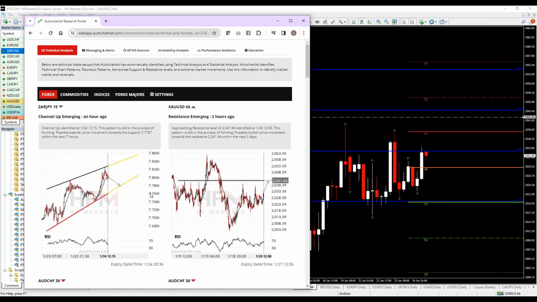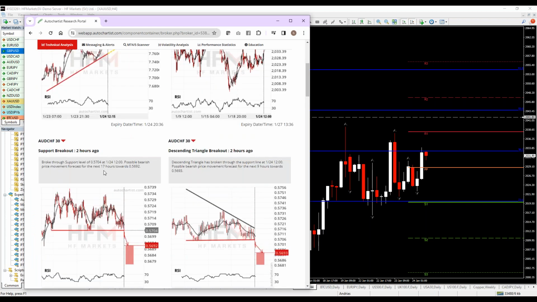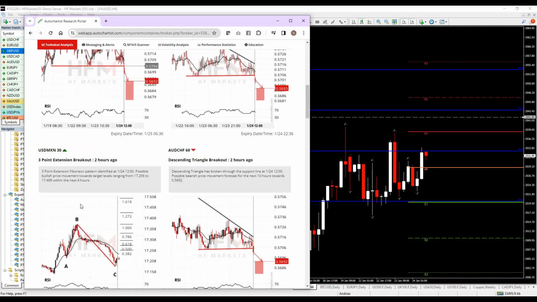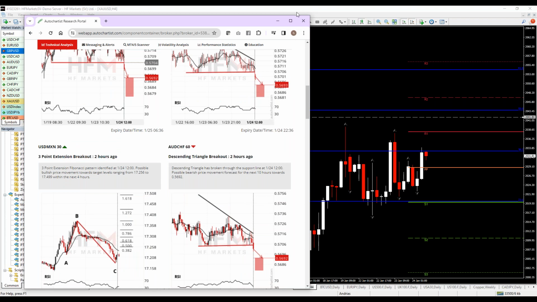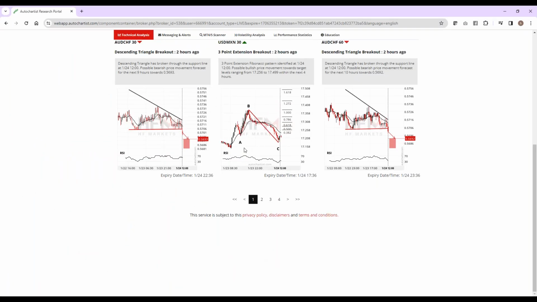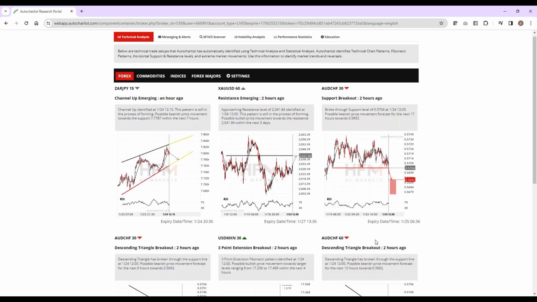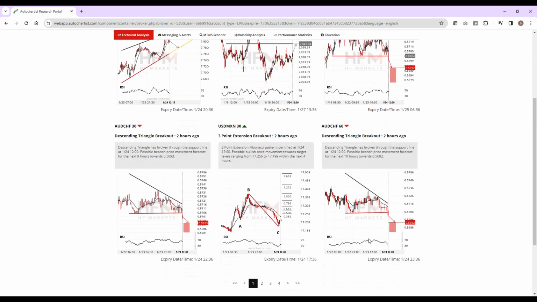What else? What else? So I would like, what's here? Aussie Swiss. There are plenty, as you can see. For example, it was the Aussie Swiss that we saw earlier, that it was a good quality one as well. Aussie Swiss, ZAR yen.